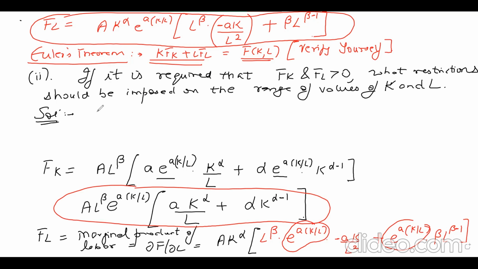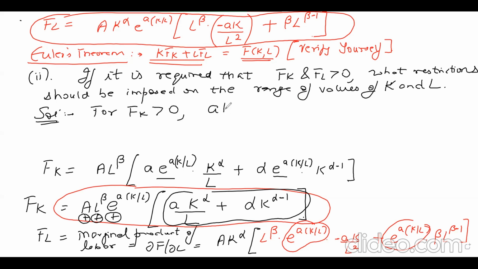Let's look at FK. So this is my expression for FK. Now students can clearly see that A is positive, L is positive, e is positive. For FK to be positive, the term inside the bracket should be positive. That means I can say that this term should be positive. So I can write that for FK to be positive, A K to the power alpha over L plus alpha K to the power alpha minus 1 should be greater than 0.